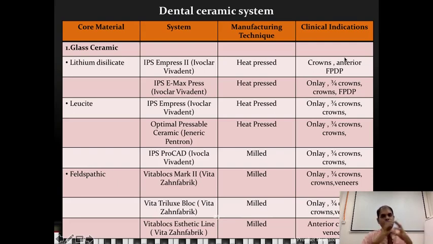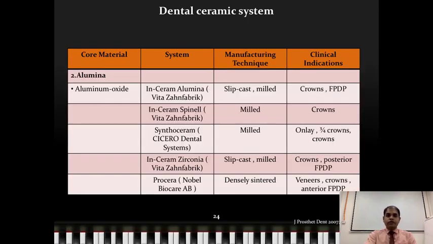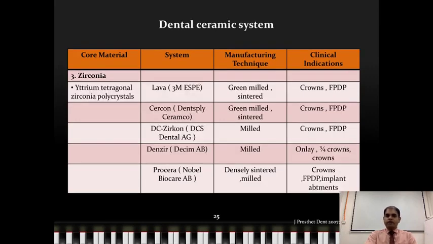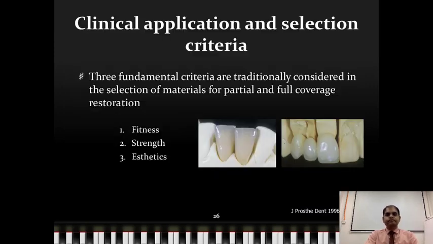We have to remember there are certain factors that need to be discussed among the technicians and dental surgeons before choosing the proper ceramic system for particular restorations. We have alumina; under alumina we have aluminum oxide. We have zirconia, as I have discussed: Lava, Zircon, Denzir, Procera, Biocare. So this is a summarized table. We can look back at it later after the lecture.